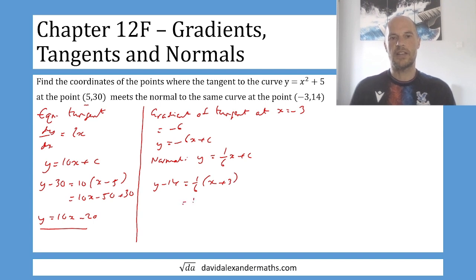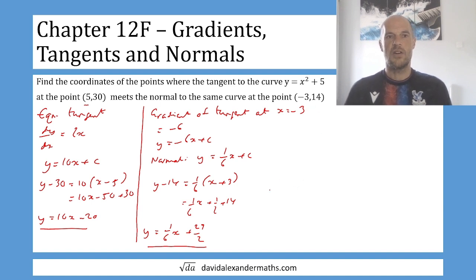So expanding the brackets, that is 1/6 x plus 3/6, which is 1/2, plus 14. So y equals 1/6 x plus 14.5, and 14.5, let's just write that as 29 over 2. So there is the equation for the tangent at (5, 30), and there is the equation of the normal at (-3, 14). So where do they meet? Well, we just need to equate these two equations.